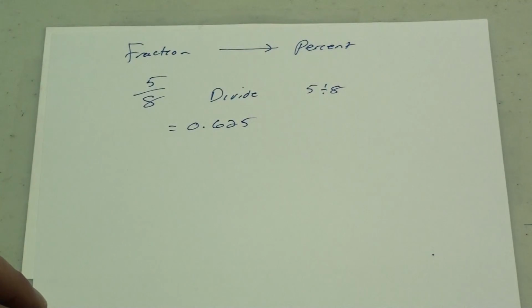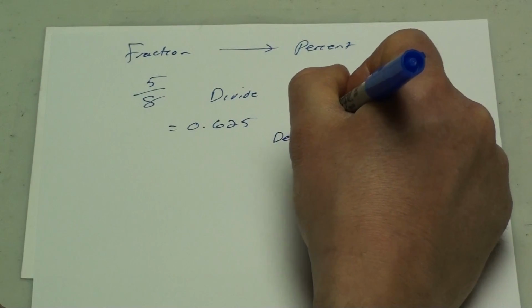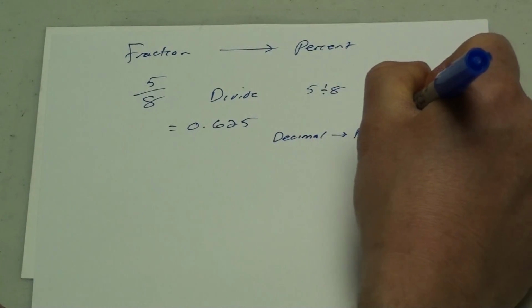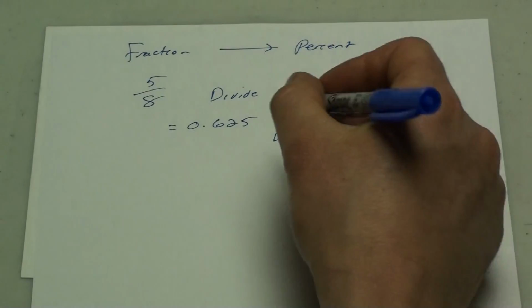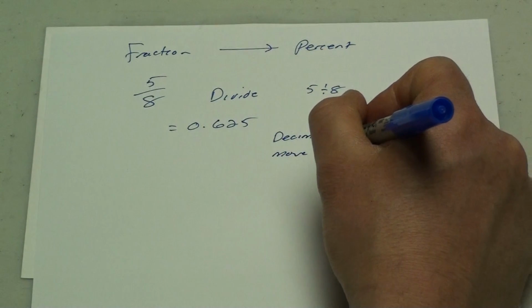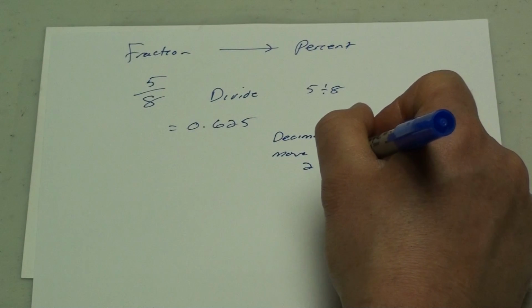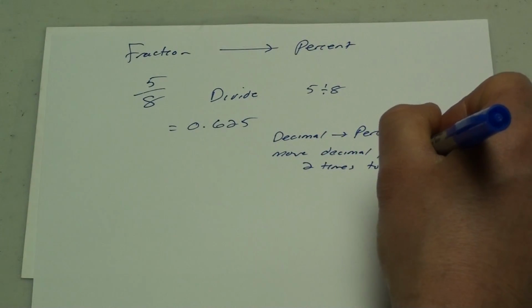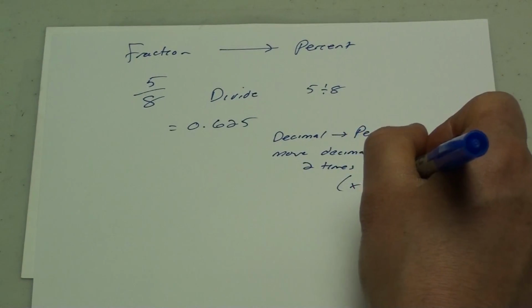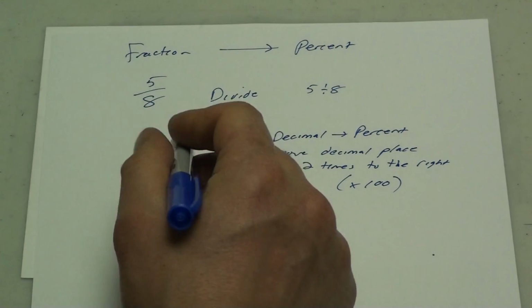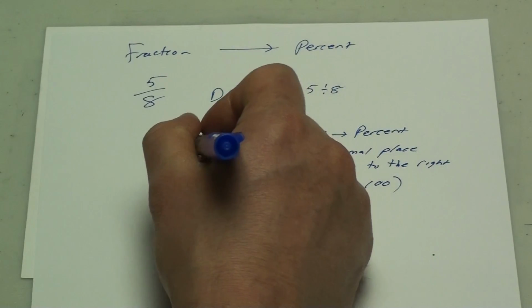0.625. Okay, now I'm at a decimal, and I need to go from a decimal to a percent. So I want to do the opposite. Before I went from percent to decimal. Now I'm going to go from decimal to percent. And this means I need to move my decimal place 2 times to the right. Another way of looking at it is I'm going to times it by 100. So I have 0.625. I need to move the decimal place 2 times when I times it by 100. And that's going to give me 62.5%.